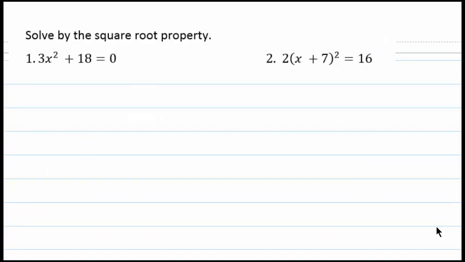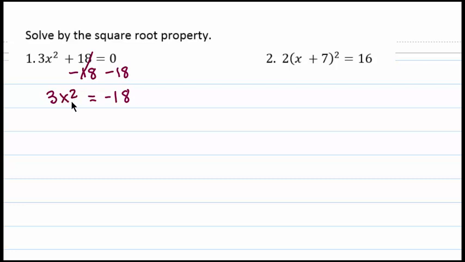All right, now we're going to solve by the square root property. So looking at the directions, right, it says ax squared equals c. That's because I need to get my quadratic term by itself. So the first thing that I'm going to do here then is subtract 18 from both sides. So now I have 3x squared equals negative 18.